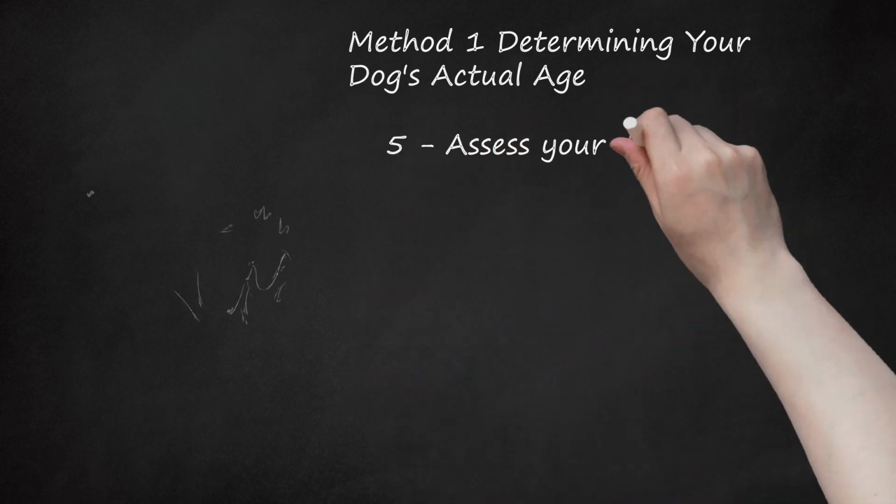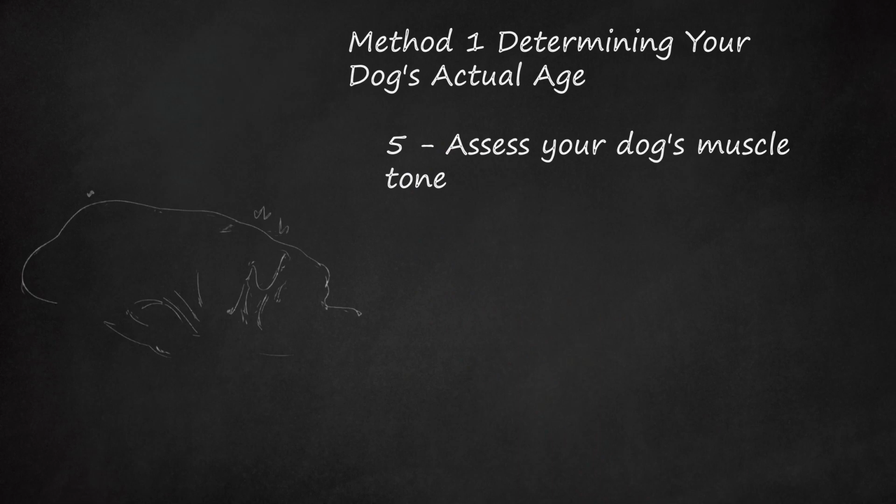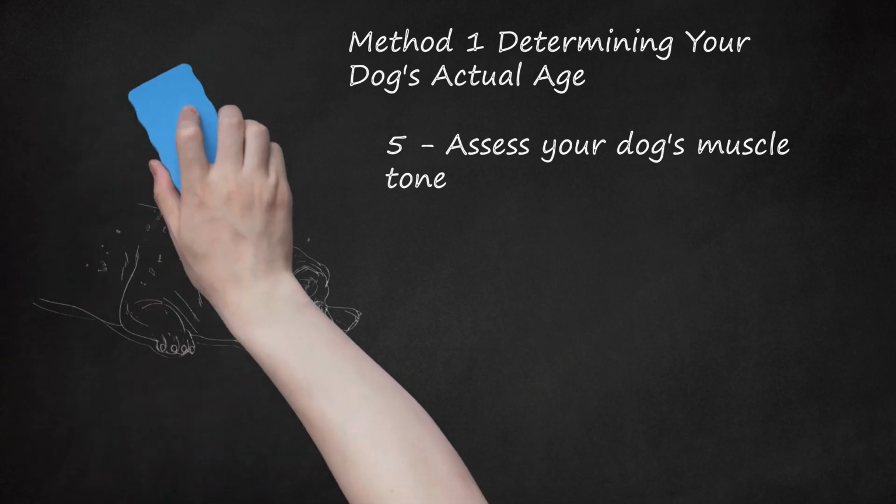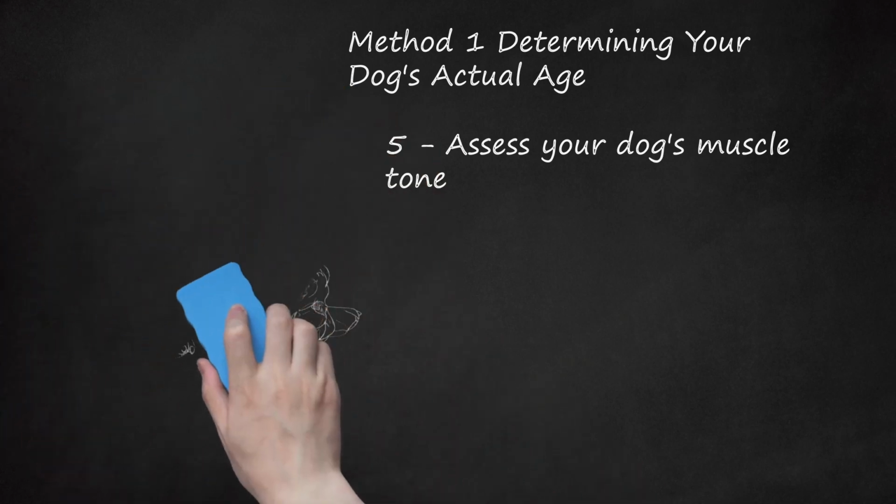5. Assess your dog's muscle tone. Younger dogs are more likely to have more muscle definition because they generally have higher activity levels. In contrast, older dogs can be a little bonier or fatter from decreased activity. Watch your dog when he moves around. You may find he moves with a little more stiffness. This is also a sign of aging.